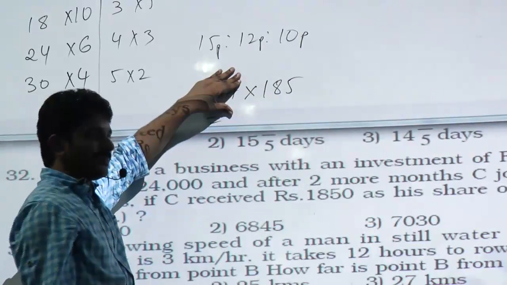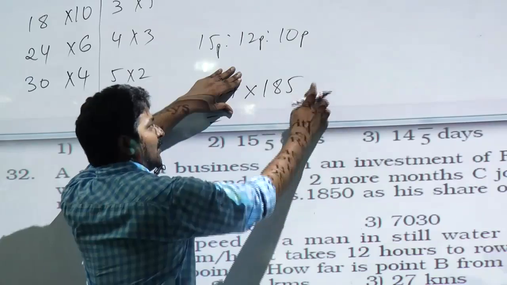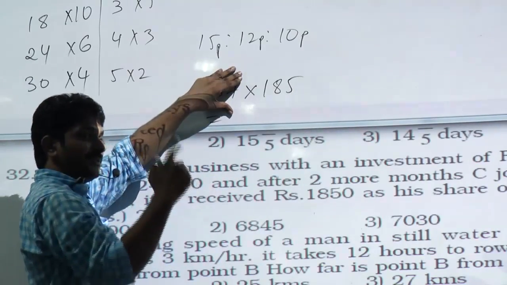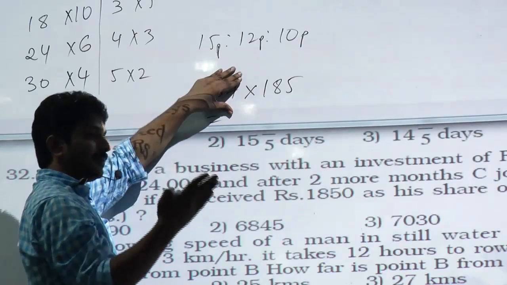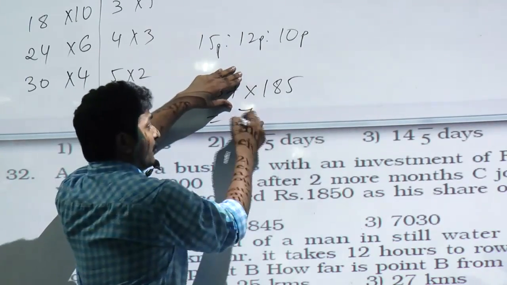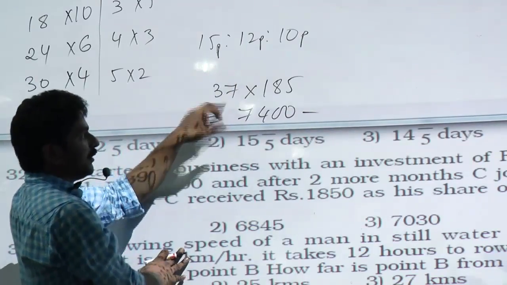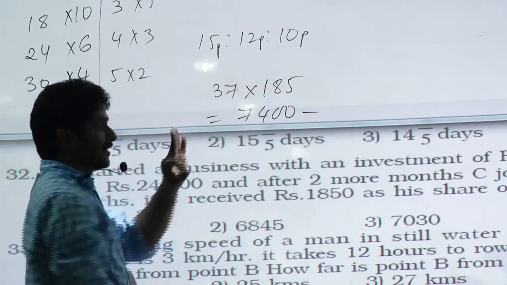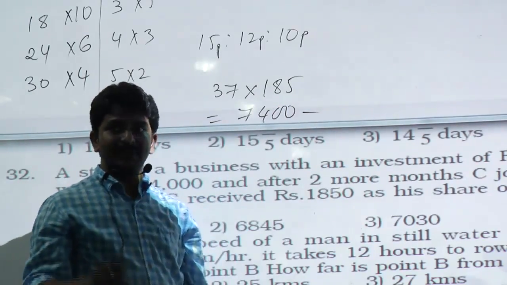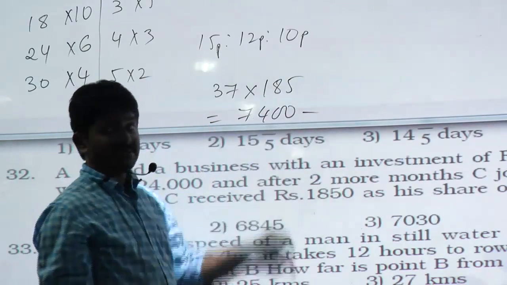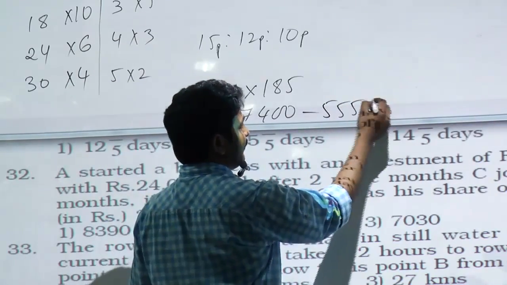40 times minus 3 times. 10 times of this number is 1850. 20 times is double, 3700. 40 times is again double, 7400. This is 40 times. But we need only 37 times, so you need to subtract 3 times. 185 times 3 is 555. 540 plus 15 is 555.